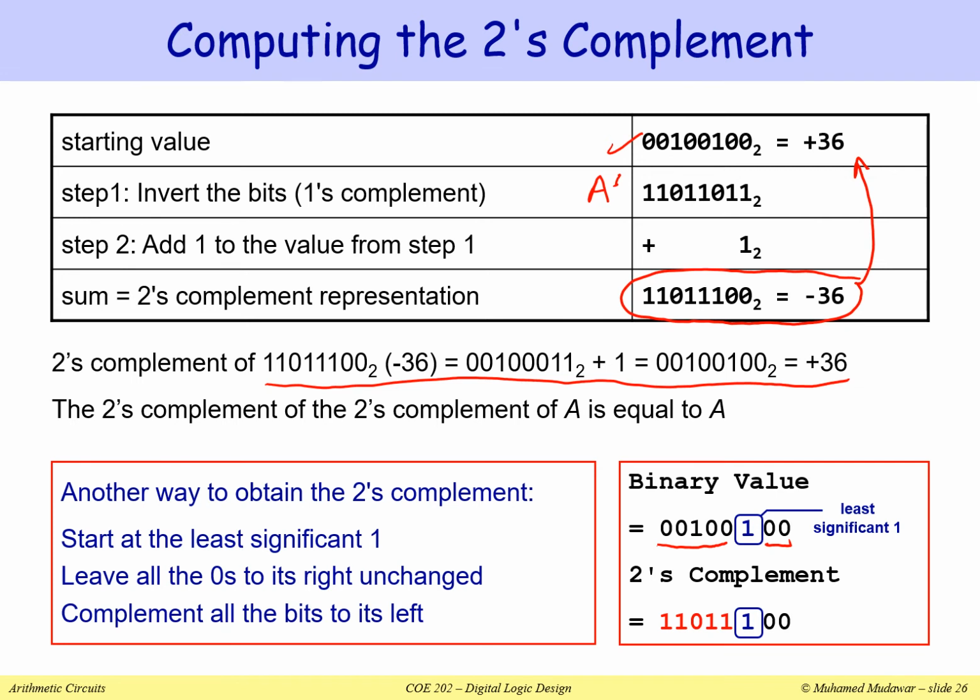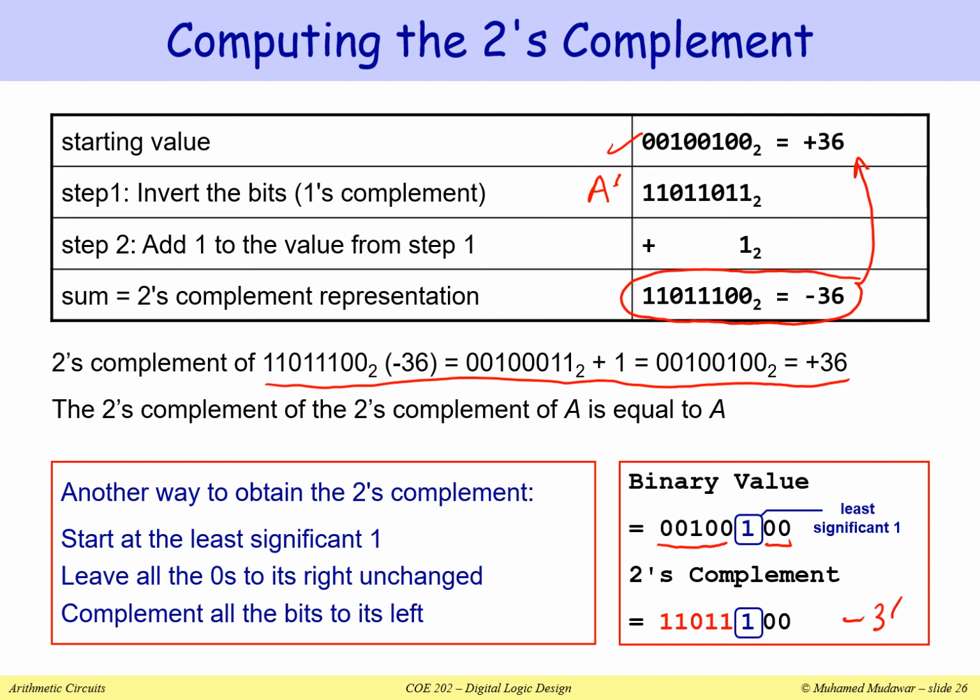That's the idea of obtaining the 2's complement quickly without the need to compute the 1's complement plus 1. So that is another way to obtain the 2's complement. You can find this way is very useful and very easy. So the first number is plus 36, and this is negative 36.